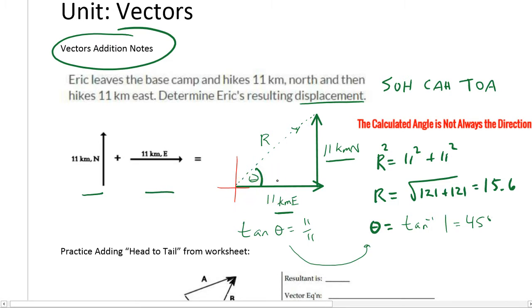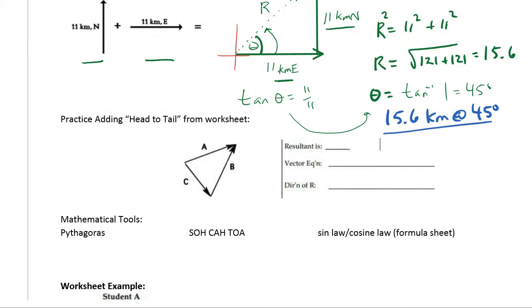Since it is in the first quadrant, that 45 degrees is 45 degrees counterclockwise from east. So our final answer is 15.6 kilometers at 45 degrees. And if it's counterclockwise from east, I don't have to put anything else than that. Okay, good to go. The second part here says practice adding head to tail from the worksheet.